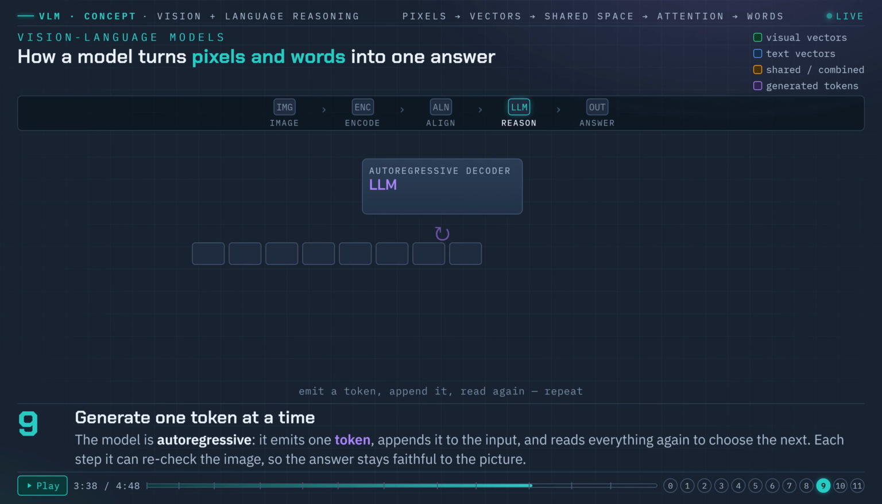The model writes its answer autoregressively, one token at a time. It emits a token, appends it to the input, and reads the whole sequence again to choose the next one. Because the image is always part of that input, every step can recheck the picture.